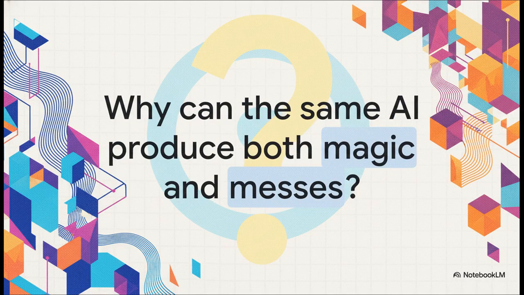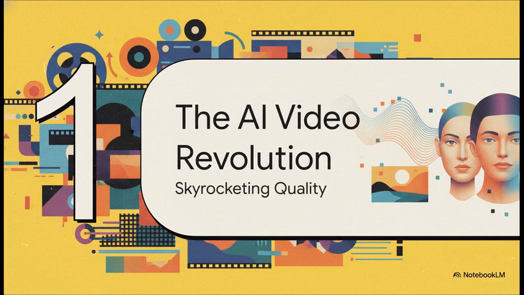That's the big question, isn't it? How can this same incredibly powerful AI create both absolute magic and a total mess? Well, let's dive in and figure it out. All right, Section 1, the AI video revolution.